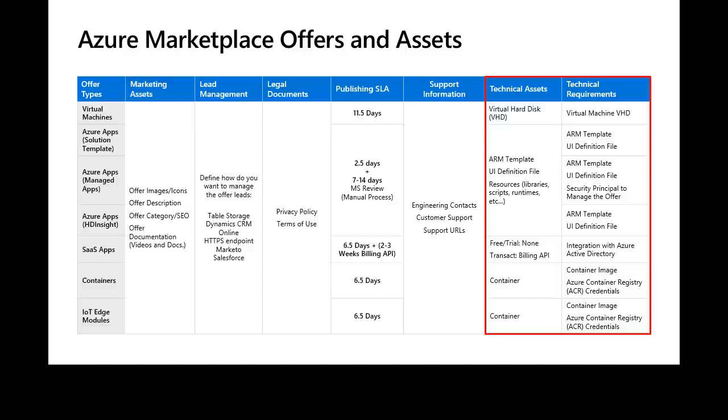So 11 days for virtual machines. If you look at solution templates, we have 2.5 days for the regular verification and validation process, and then there is a Microsoft review process, so that's 7 to 14 days. SaaS apps, it's about 6 days. If you are doing transact and implementing the billing API, we've seen partners spend between 2 and 3 weeks developing and integrating with the API. And for containers and edge modules, about 6.5 on average.